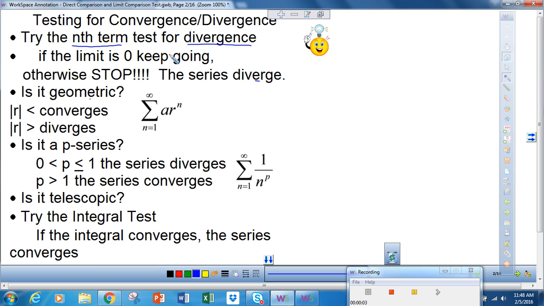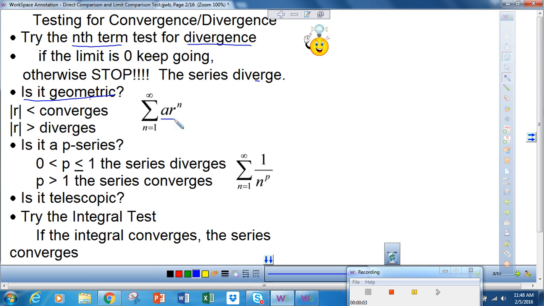So if the limit is 0, it does not tell us that it converges. It only tells us that we have to use another test. If the limit is something other than 0, then we know that it diverges and we can stop. So it's just a very quick test. If I use the nth term test and it's inconclusive, the next test I want to try is geometric.